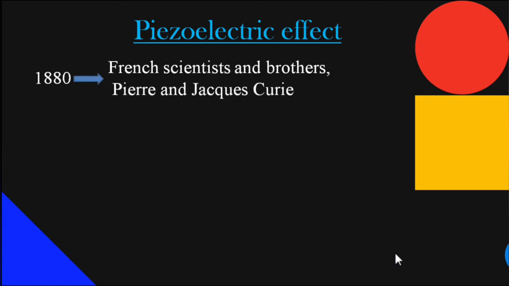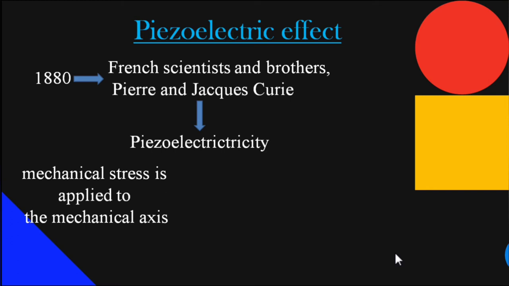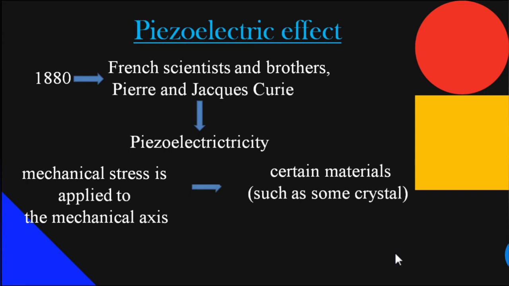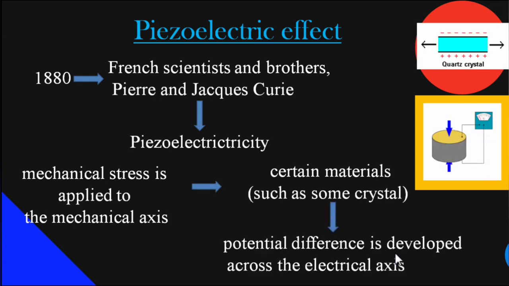In the year 1880, French scientists and brothers Pierre and Jacques Curie discovered piezoelectricity. They found that when a mechanical stress, either in the form of compression or stretch, is applied to the mechanical axis of a certain material, then a potential difference is developed across the electrical axis. And this phenomenon is known as piezoelectric effect. So here you can see, when you compress or stretch this material, a voltmeter indicates deflection, which shows that potential difference is developed across the circuit.